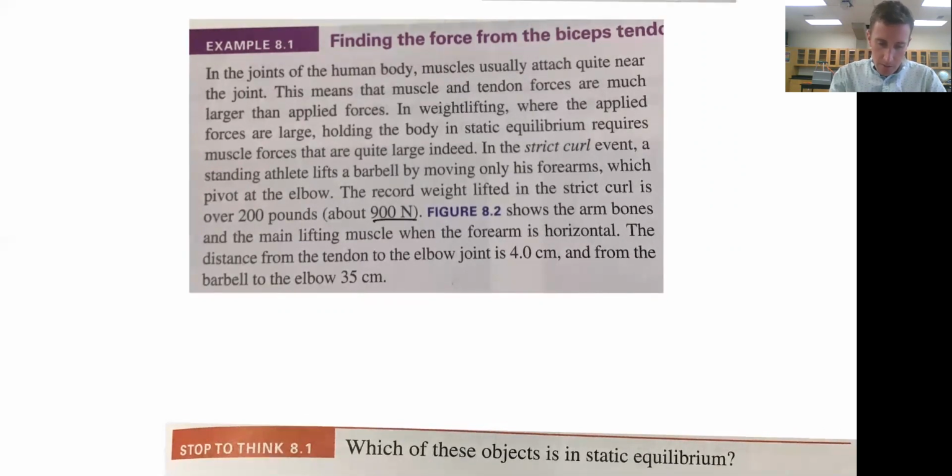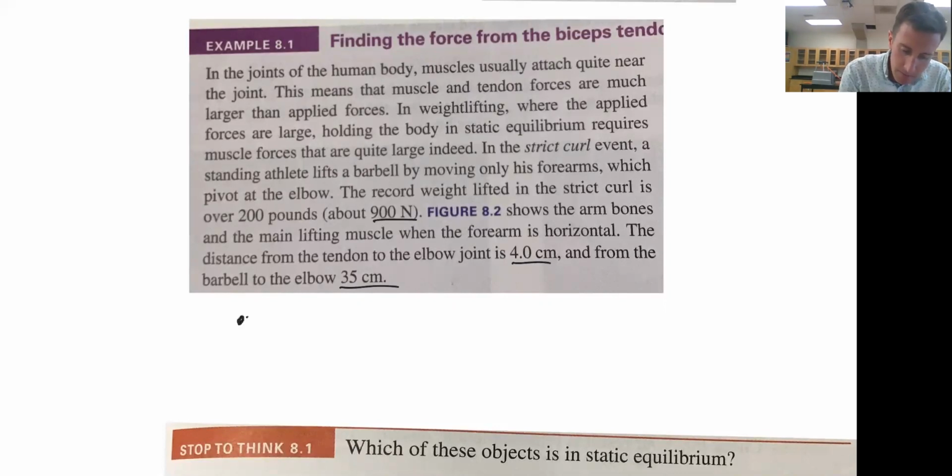Figure 8.2 shows the arm bones and the main lifting muscle when the forearm is horizontal. The distance from the tendon to the elbow joint is 4 centimeters, and from the barbell to the elbow is 35. And what are we being asked for here? I didn't include that part. It's asking for the force on the tendon. So I should have included the image and the actual question. Sorry about that, but we'll draw it out.